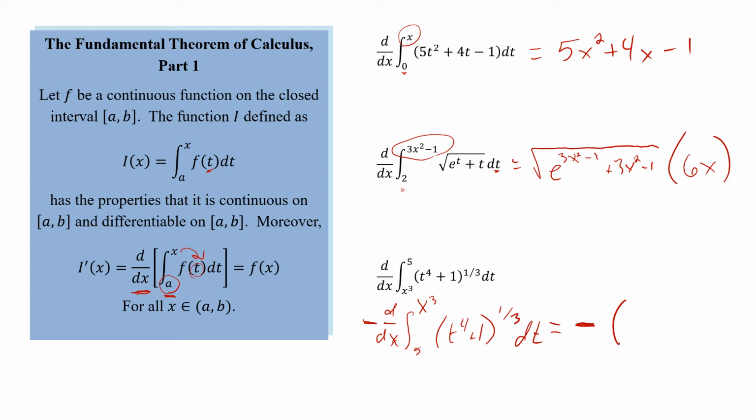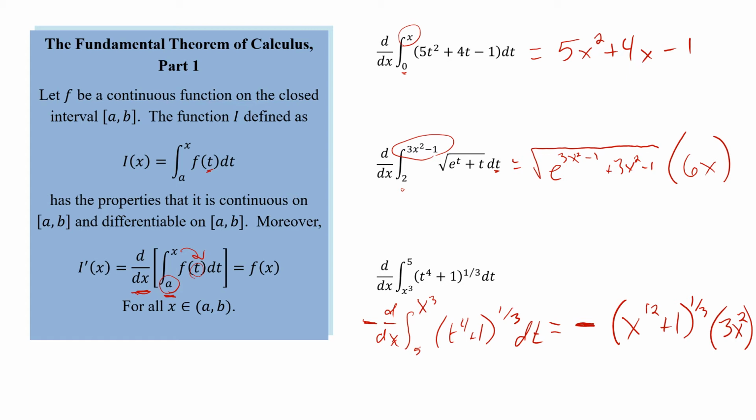x cubed to the 4th. Remember, when we have an exponent of an exponent, we multiply. So that's going to be x to the 12th plus 1 to the 1/3 times dt times that derivative, which would be 3x squared. All right, so that's the first part of the fundamental theorem of calculus.